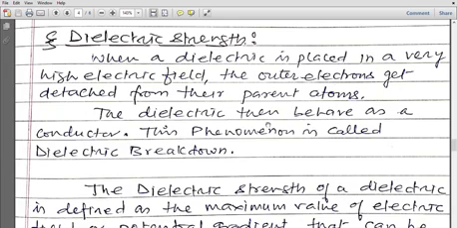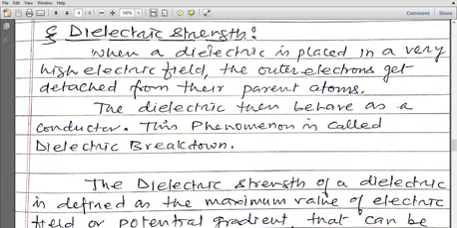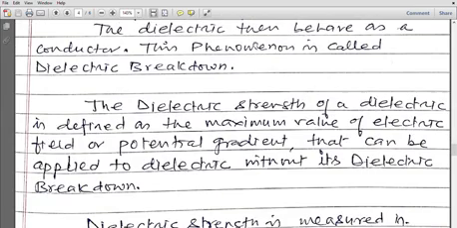So dielectric then behaves as conductor. This phenomenon is known as dielectric breakdown. और जिस particular value of electric field पर ये होगा, that value of electric field is known as dielectric strength. So what is dielectric strength? Dielectric strength of a dielectric is defined as maximum value of electric field or potential gradient, क्योंकि electric field potential gradient के equal होता है, that can be applied to dielectric without its dielectric breakdown.